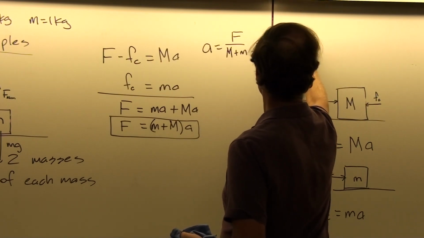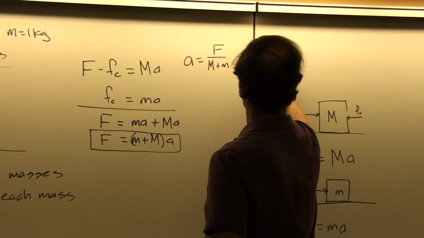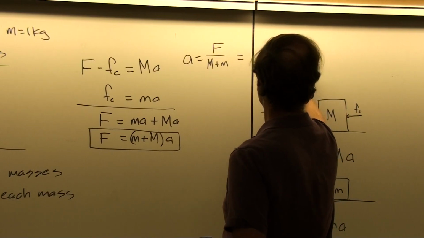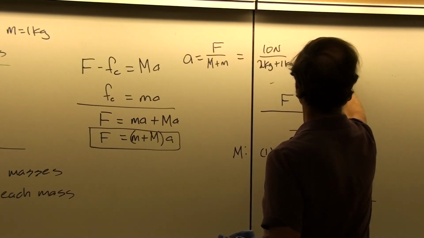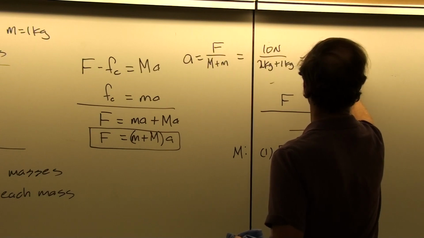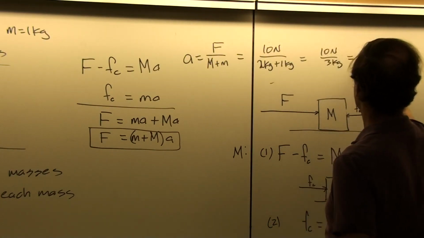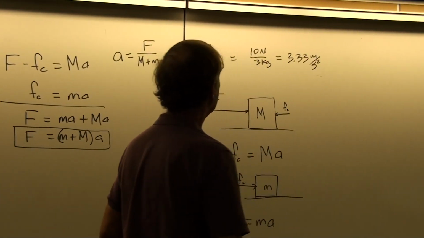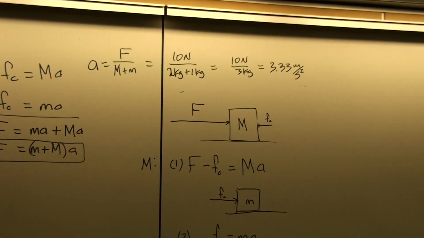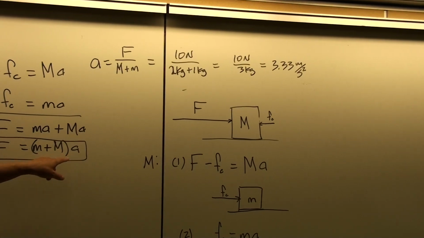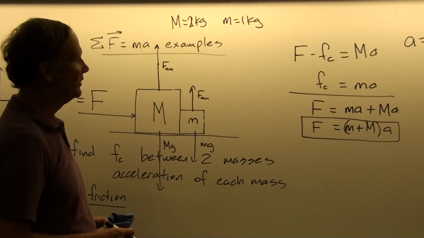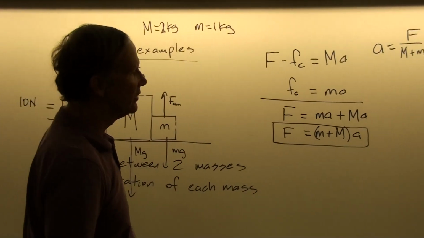or that's equal to 10 newtons divided by 2 kilograms plus 1 kilogram, or that's 10 newtons divided by 3 kilograms. And so that's going to give us 10 thirds, or 3.33 meters per second squared. So that's the acceleration of both masses, because they're both moving together. So the amount that one moves is exactly the same as the amount that the other moves. So that takes care of the acceleration.